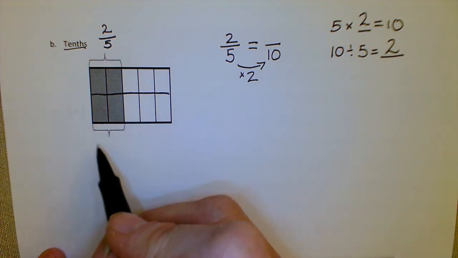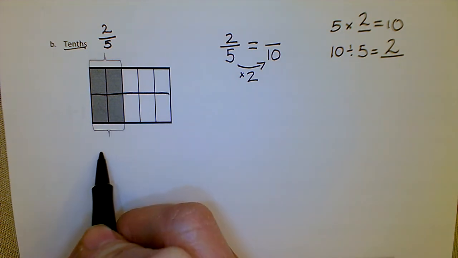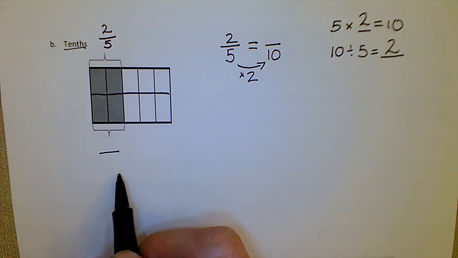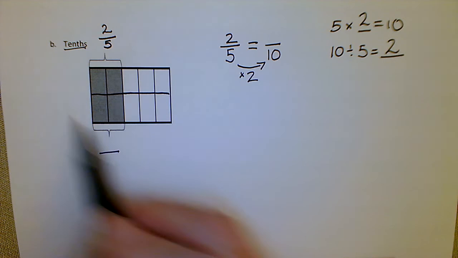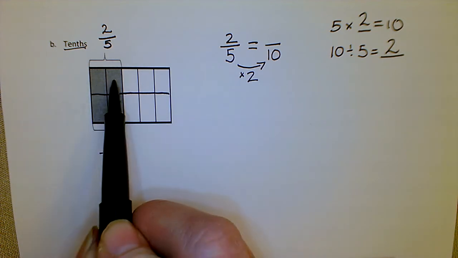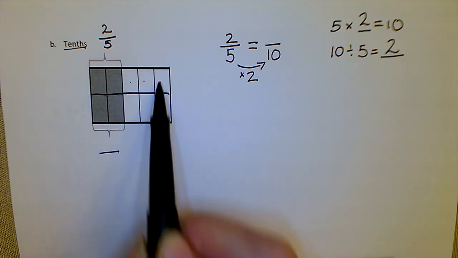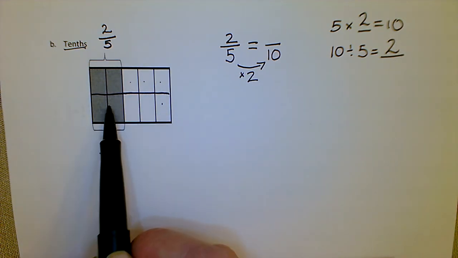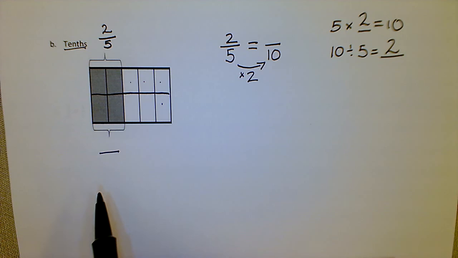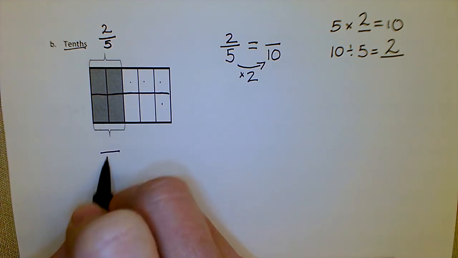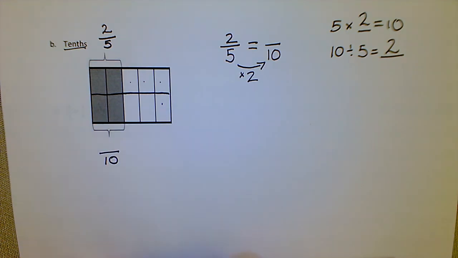So now, for our new fraction down here, let's figure out what our denominator is going to be. Again, it's the number of pieces that make up the whole, so let's count. 1, 2, 3, 4, 5, 6, 7, 8, 9, 10. Oh good, we got tenths, perfect. So my new denominator is 10.